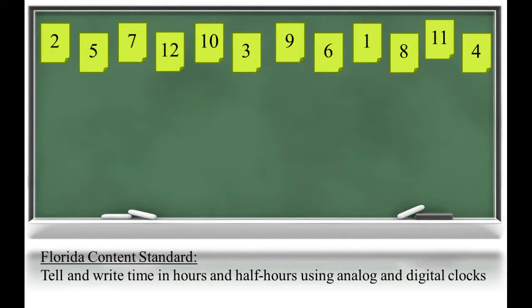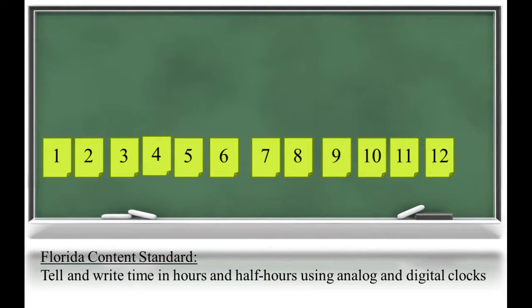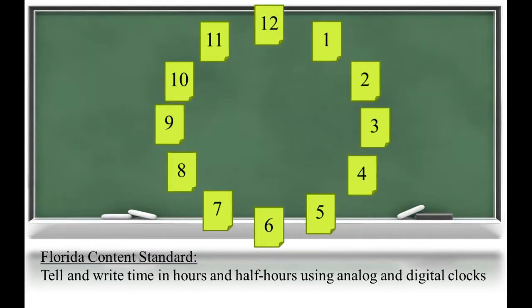To help children make sense of analog clocks, we can relate back to their experiences with counting and ordering numbers. The numbers on a clock face are in order from 1 to 12. Instead of displaying the numbers in a row, they are just displayed in a circle around the clock face, equidistant apart.